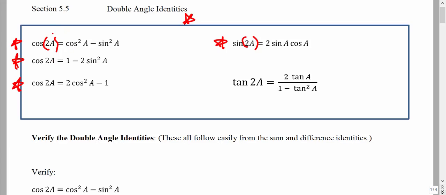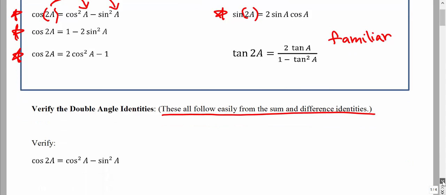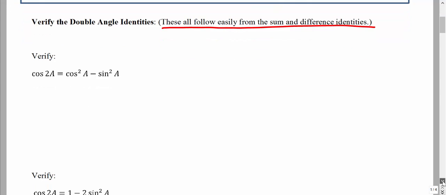Sometimes we don't want to work with twice an angle on the input of our function, but we would prefer to write it as just an angle A, a much simpler input. We're going to verify all 5 of them. We're going to show where they come from, and the nice thing is that they all follow very easily from the sum and difference identities. So if you have the sum and difference identities memorized, you can always generate the double angle identities using them.